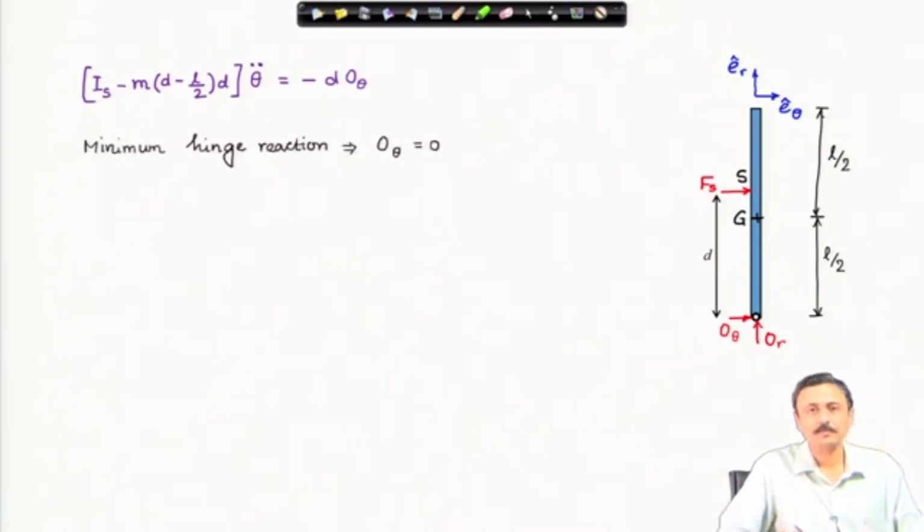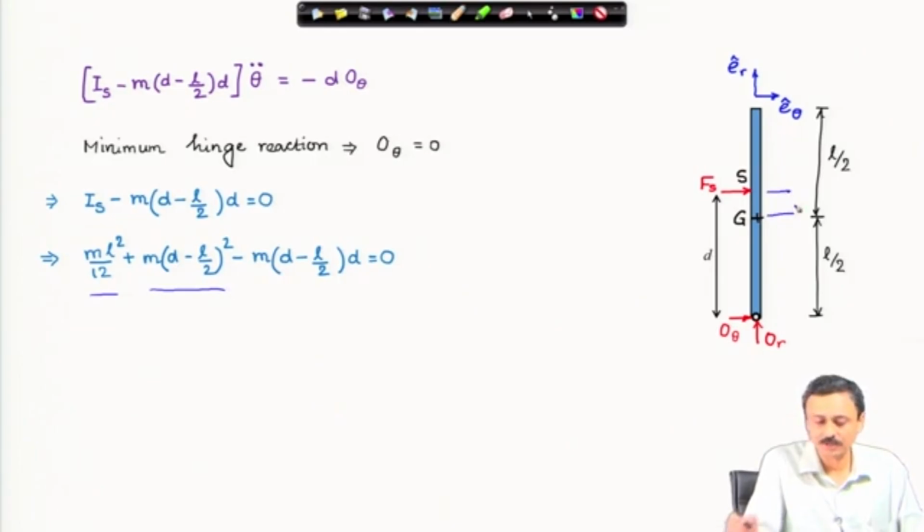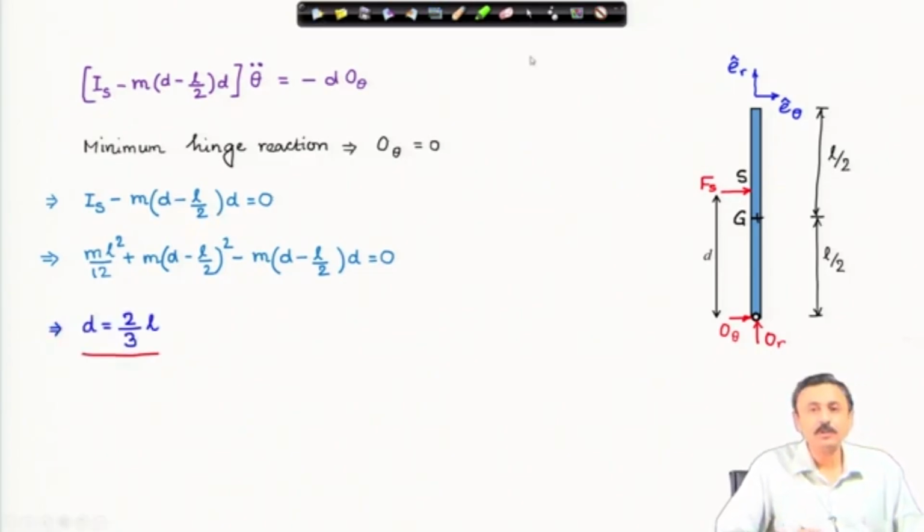Let us do that. So, for minimum hinge reaction, O_theta is 0. I can find I_S, the moment of inertia about S, by using the parallel axis theorem. This is about G plus m d squared, where the distance of shift is L by 2 minus d, or d minus L by 2. So, that squared, and minus this term is equal to 0. Solve for d, and it turns out to be a very simple expression in terms of the length of the door. It is 2/3 the length.